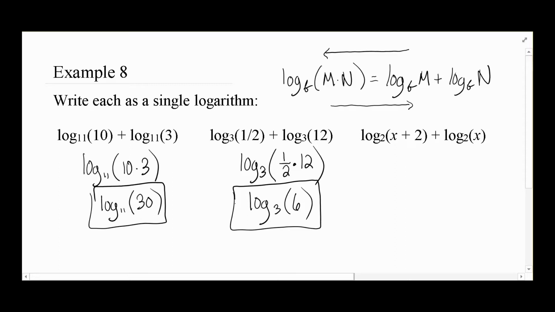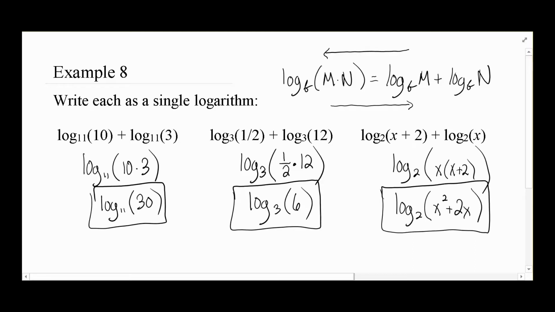And we can do this with variables as well. So these are both base 2 logarithms. So we could multiply x and x plus 2 together. And we could distribute the x across, giving us x squared plus 2x.